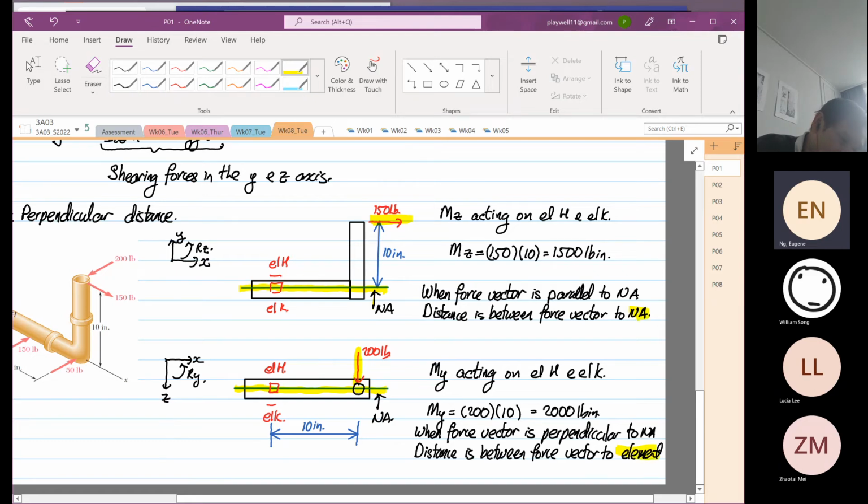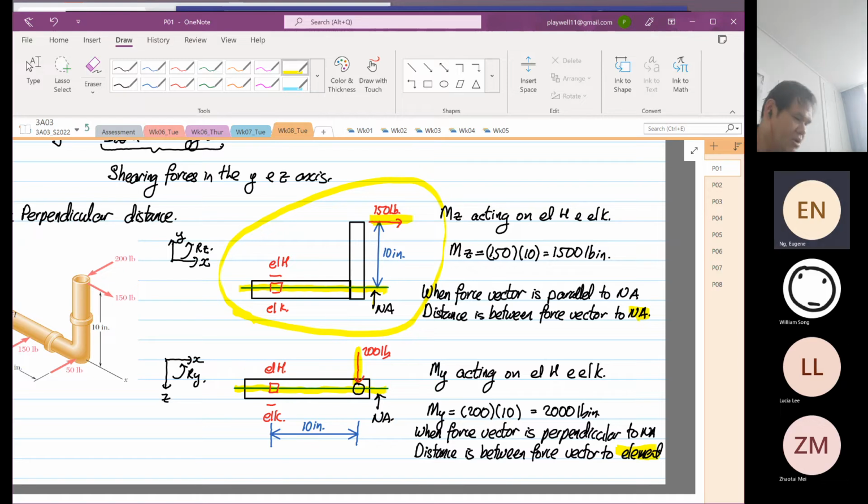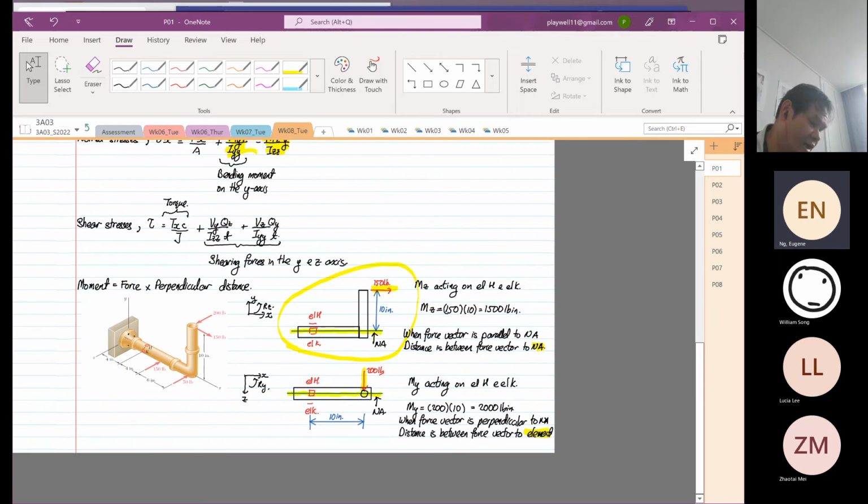A lot of times the students will make the mistake here. They always consider, okay, let's do all towards the element, because the element is wrong. It depends if the applied force is parallel to the neutral axis or not. Then you take the distance between the neutral axis, or the distance between the element. So these are the critical paths for analyzing compound loading, and that's where we stopped the last time.